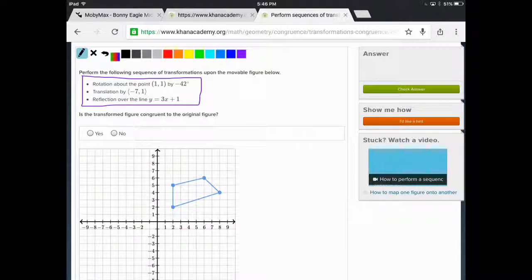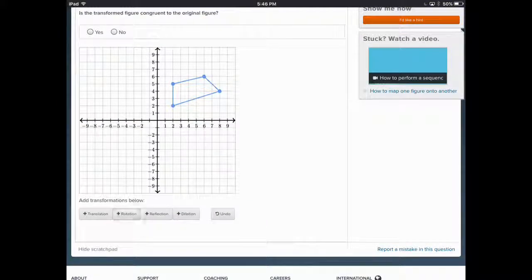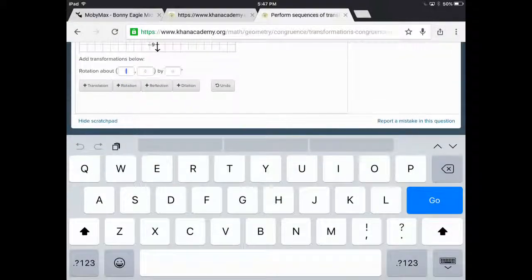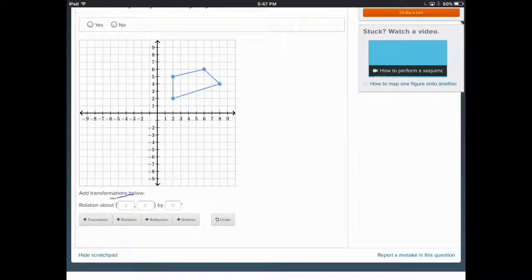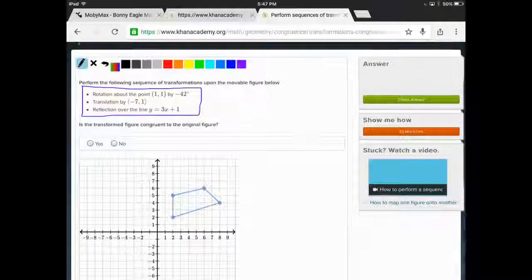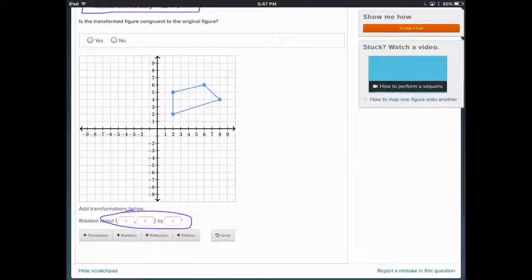Now, the first two are very, very straightforward. Rotation and translation are very straightforward. The reflection gets a little bit trickier. They're actually telling us exactly what to put in, and when we use the tool, so when we go rotation, we use the rotation tool. We notice they're giving us exactly the same format that they've given us up here. So we can just put that in, the rotation about the point 1, by negative 42 degrees.